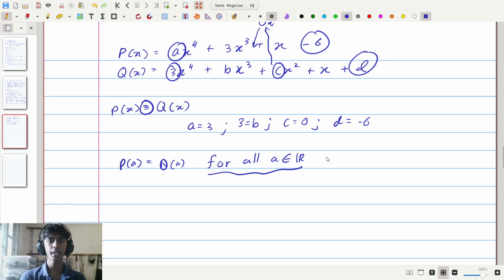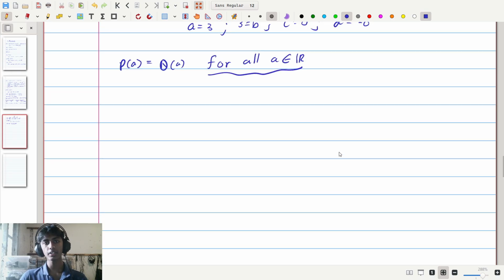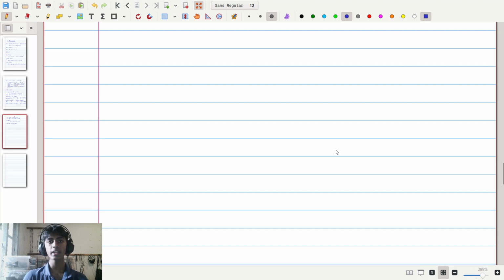So now that we understand how to compare two polynomials and use that to find unknown coefficients or some other use case that we can find, let's now move on to a different thing, which is doing algebra with polynomials. And in fact, put a subheading here: algebra with polynomials.